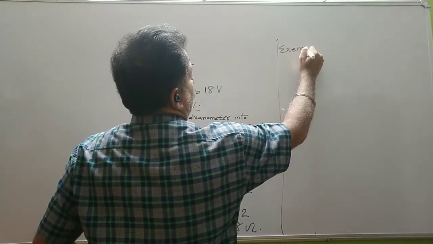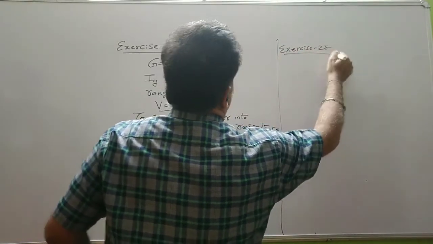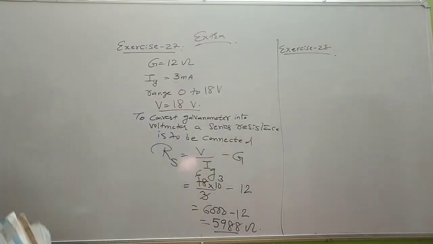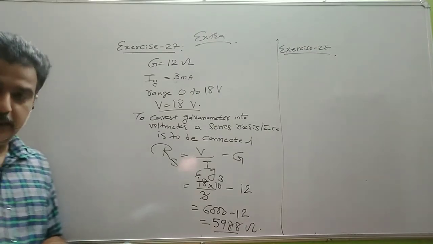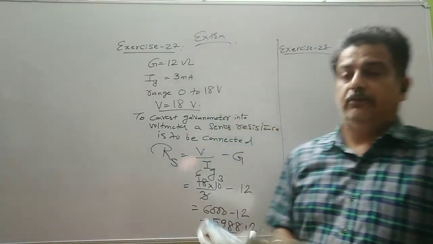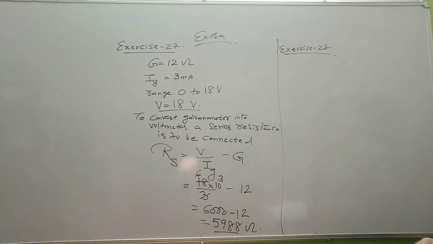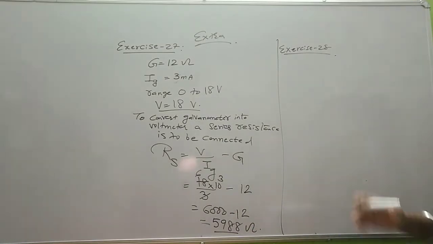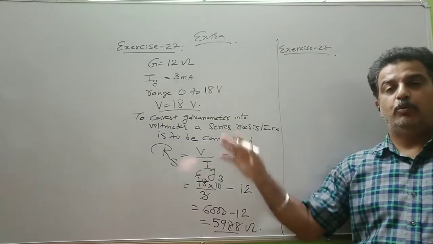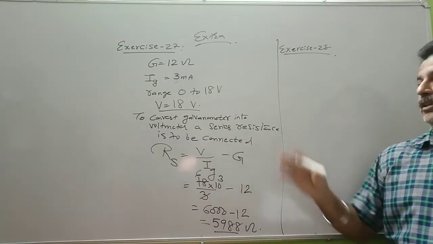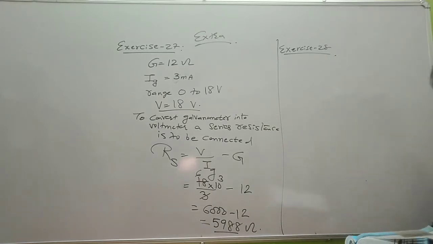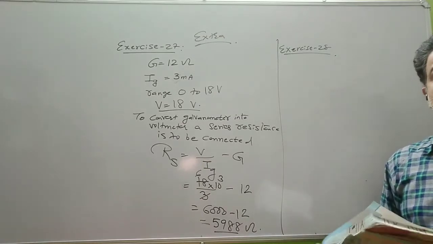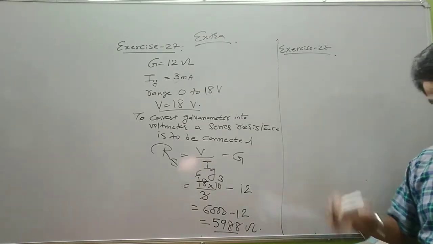Come to exercise question number 28. See, these are the extra numericals. Here we have omitted this from our syllabus. So as far as our board exam is concerned, these two numericals are not there. Still, we have studied the theory related to ammeter and the voltmeter, so we are doing this.